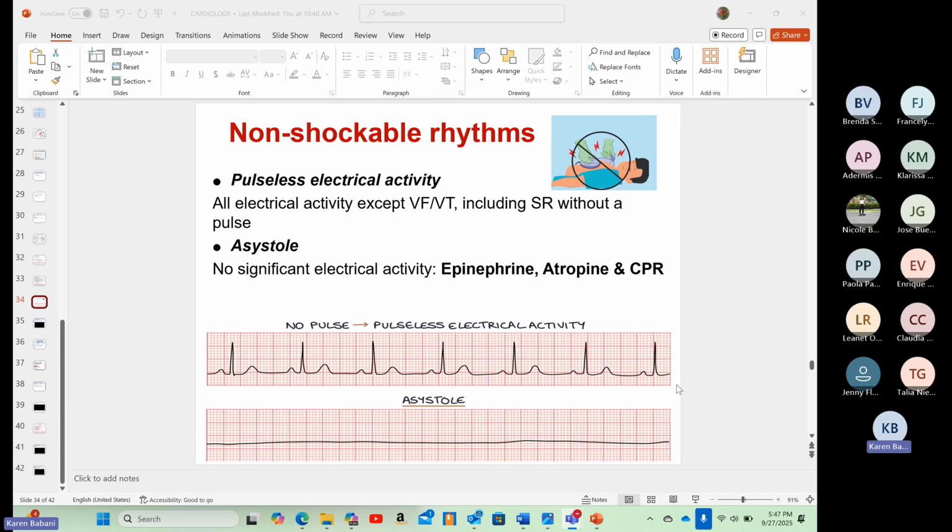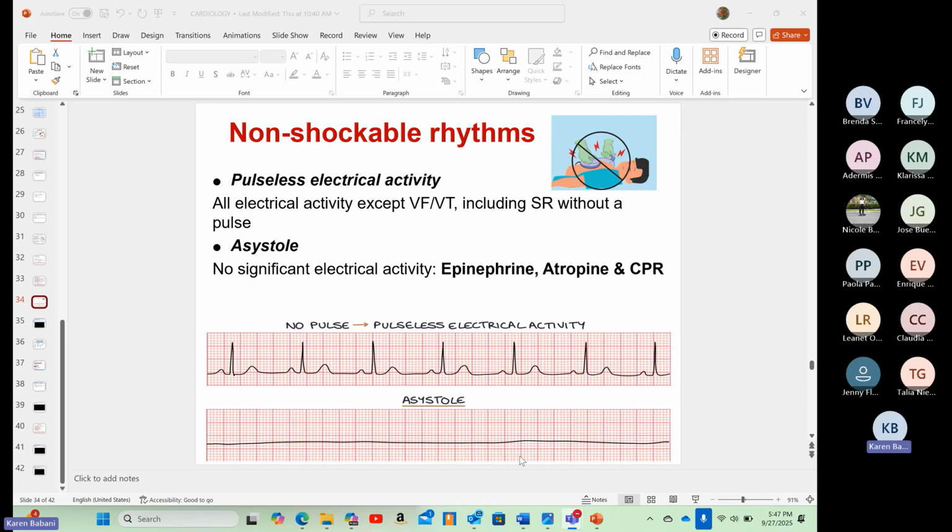Like I said, you will have all electrical activity. It says ventricular function, VFib or VTach, including SR without a pulse. So yeah, if you're in a code and you see this but there's no pulse, you keep going and continue compressions. And when you look at that video that I sent, you're going to notice that that's exactly what they did. And obviously asystole.